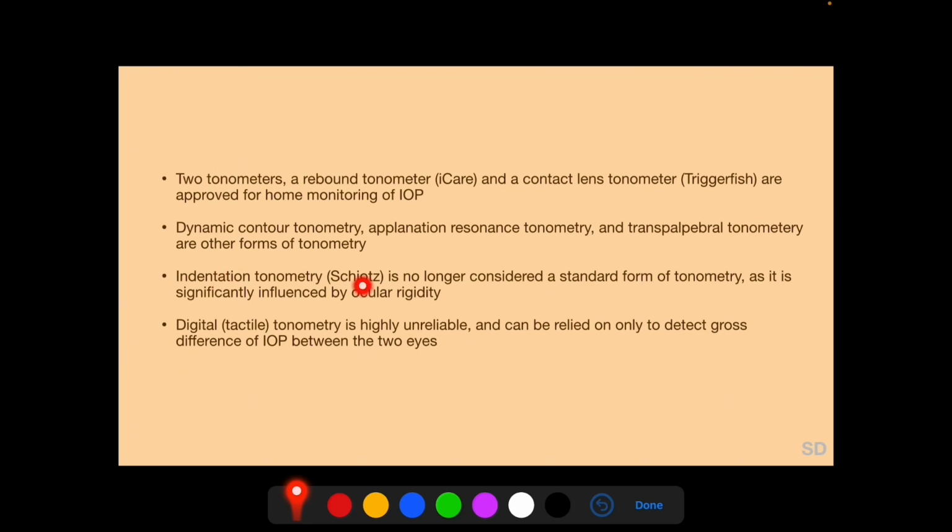Indentation tonometry with the Schiotz tonometer is no longer considered a standard technique of tonometry as it is significantly influenced by ocular rigidity. Digital or tactile tonometry is highly unreliable and can be relied on only to detect gross difference of intraocular pressures between the two eyes.